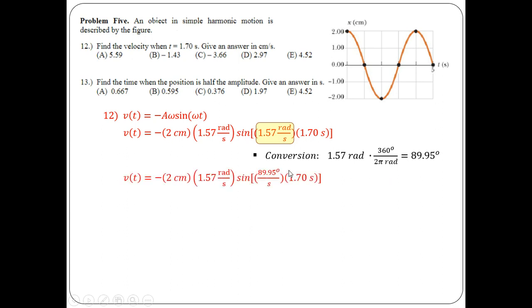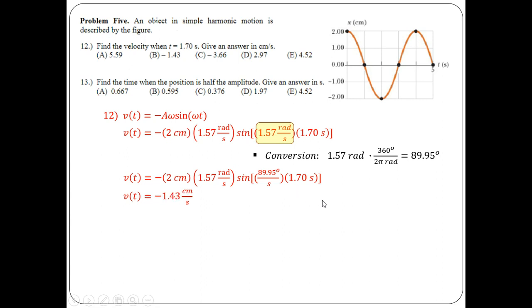All right, so now we have to use this 89.95 degrees. Otherwise, again, you'll get play and you won't get any answers at all. So it's important to pay attention to units as you practice these types of problems. All right, so I just carry everything down. Instead of 1.57 rad per second, I have changed it to 89.95 degrees per second. And the time remains the same.